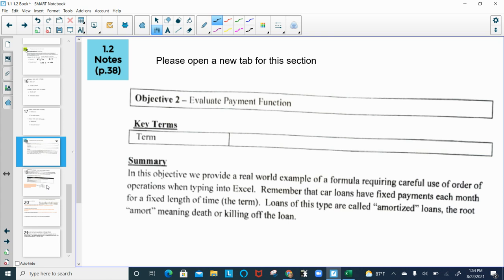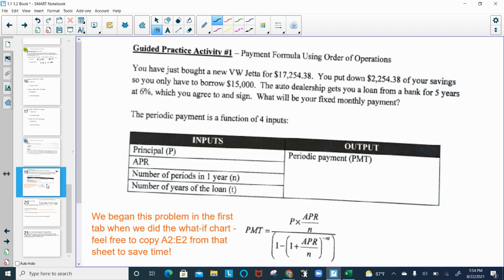And so let's take a look at what we're going to be doing in this problem. This is actually the problem. I just didn't show it all to you way back at the second video. But really what's happening is the Jetta cost this much and the buyer put down a down payment. So they only had to borrow that $15,000. And there's your 5 years and there's your 6%. And here is your payment formula. Now you've already written that formula.